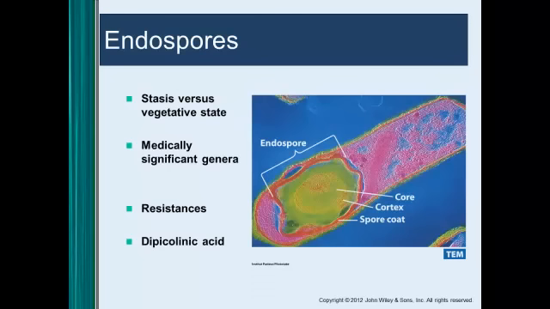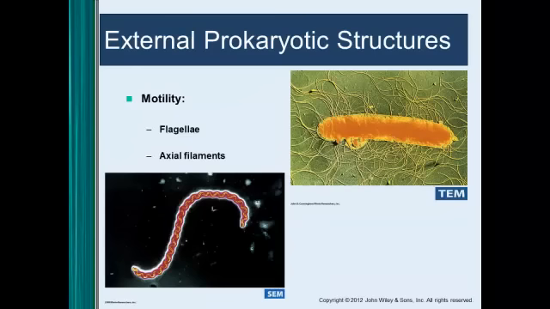Now let's discuss some of the external prokaryotic structures. In addition to cell walls, many bacteria have structures that extend beyond or surround the cell wall. Flagella and pili extend from the cell membrane through the cell wall and beyond it. Capsules and slime layers surround the cell wall.